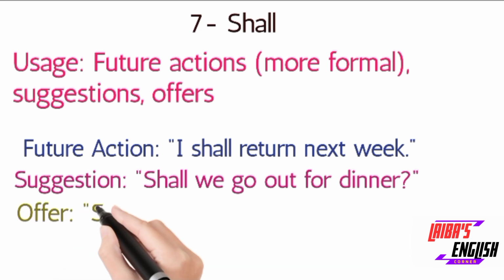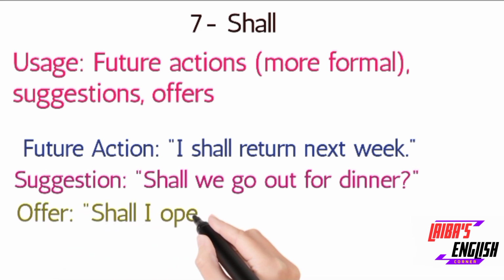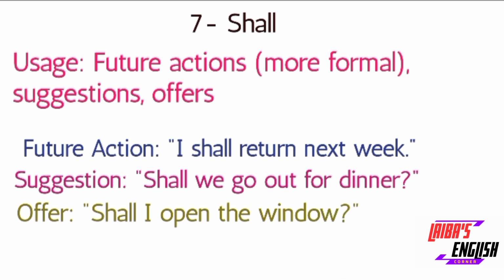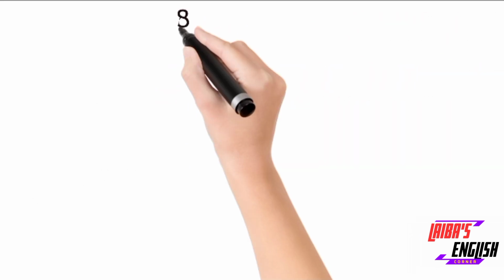So third is having an offer. So shall is used in basically three ways. The usage is in three ways: the future actions, formal suggestions and offers. Shall I open the door? Question mark. So here shall will also be used: shall I open the door. You are giving the offer to another person, that can I open the door for you. So this was the seventh modal verb, shall.